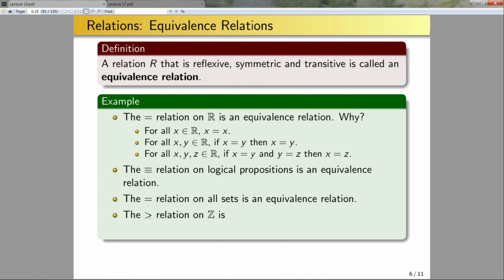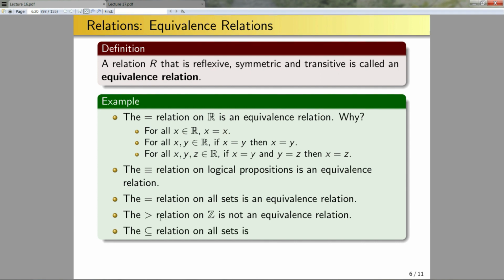Next, the relation greater than on Z. Well, do we think this is an equivalence relation? Well, no, this is not going to be an equivalence relation. For one, X is not greater than X for any fixed value of X.